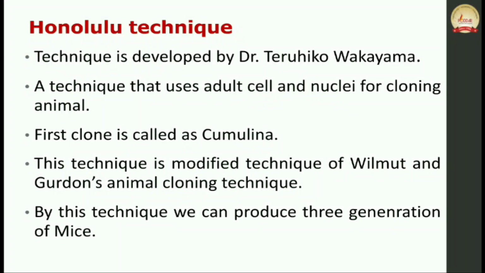The next technique is Honolulu. The technique was developed by Teruhiko Wakayama, a technique that uses the adult cell nuclei for cloning animals. The first clone is called Cumulina. This technique is a modification of the Wilmut and Gordon animal cloning technique. By this technique we can produce three generations of mice.